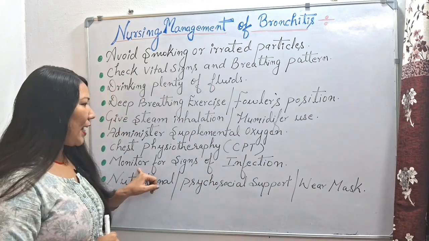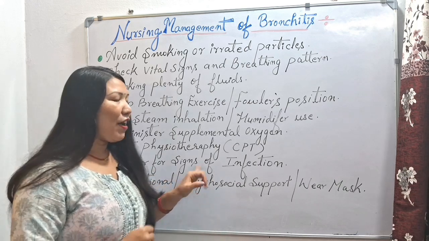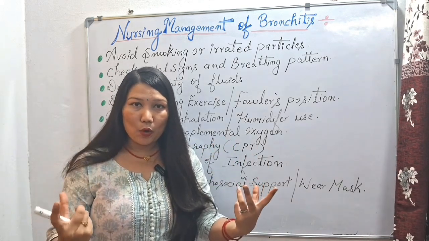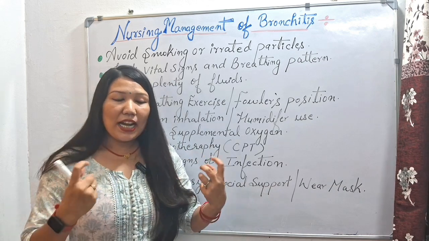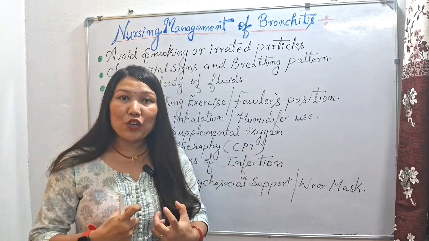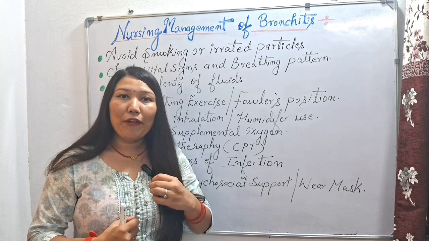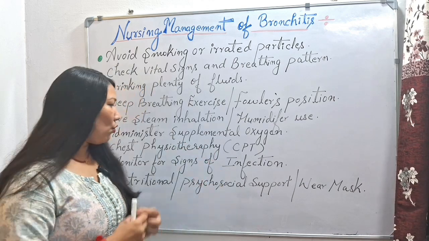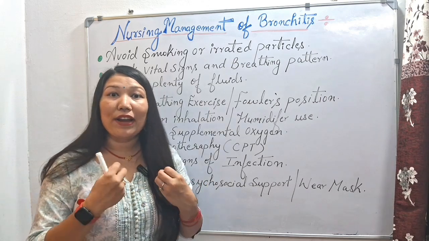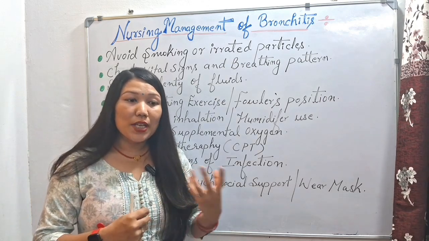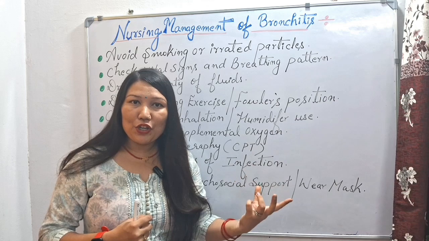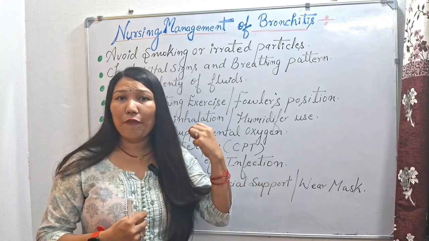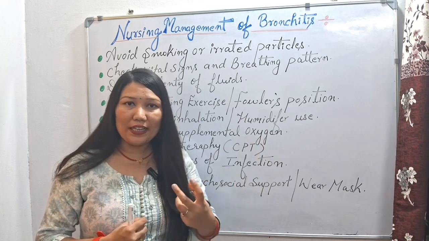Next we have monitor for signs of infection. The patient is very prone to infection from microorganisms. Microorganisms can attack the patient easily, because a lot of phlegm is being collected in the bronchi and bronchioles. So we have to check and observe the signs of infection in the patient. We can observe through the sputum of the patient whether there is any color change in the phlegm, like yellowish or greenish.